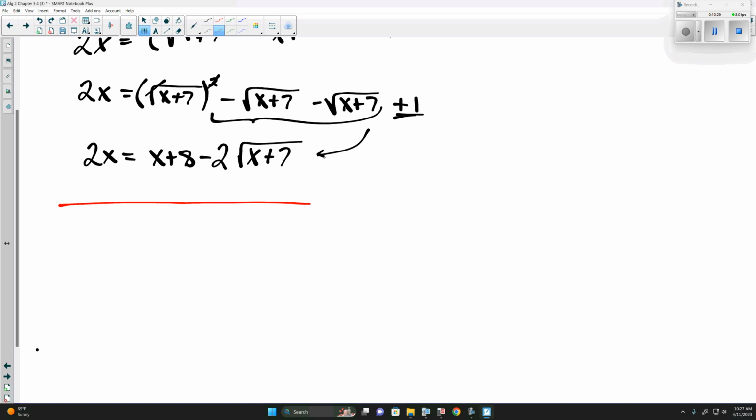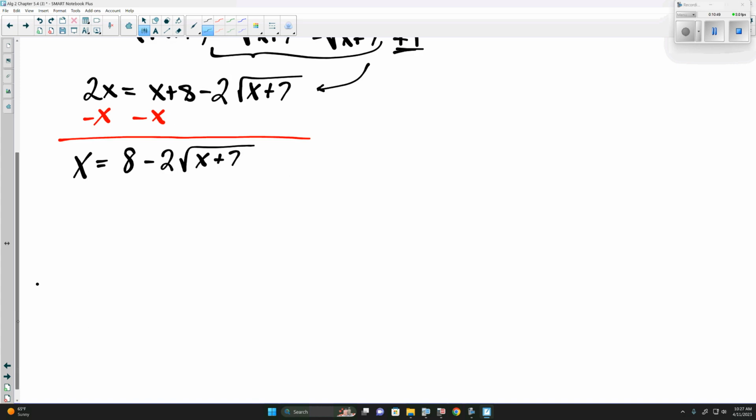So at this point here, we're just repeating the steps again. So we're going to get it by itself. The first thing we can do is subtract x from both sides. 2x minus x is x. Then we can subtract 8, which gives us x minus 8 is equal to negative 2 times square root of x plus 7.